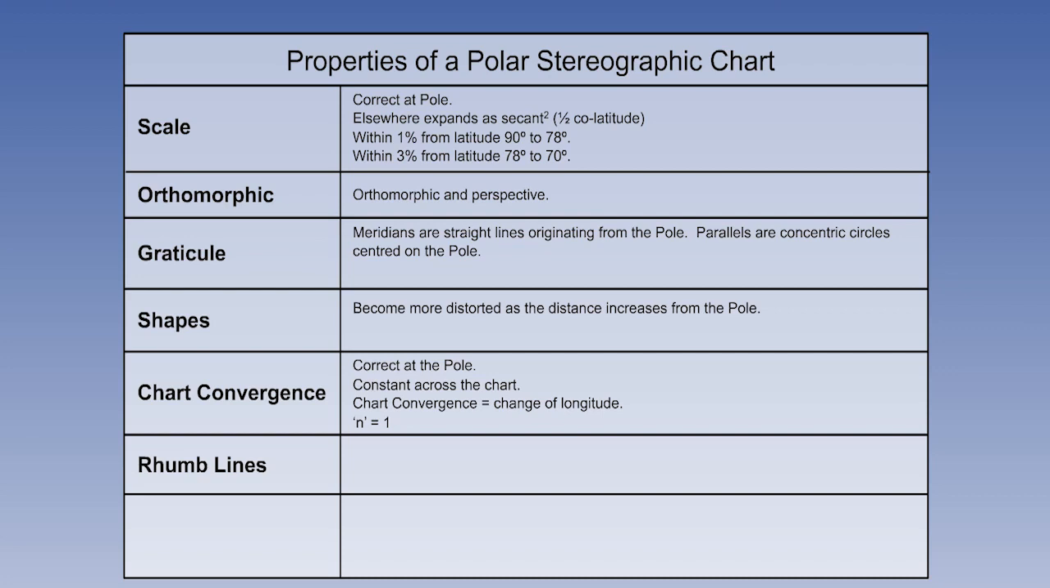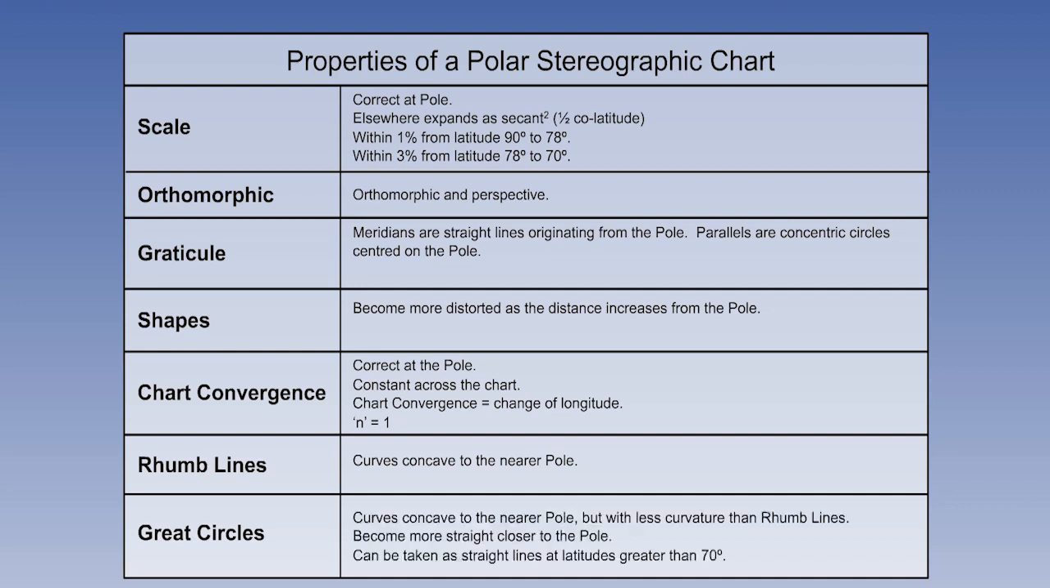In considering Rhumb lines, meridians appear straight. But other Rhumb lines are curves concave to the nearer pole. Great circles also include meridians, which appear straight. But generally, great circles are curves concave to the nearer pole. However, they have less curvature than Rhumb lines, and they become nearer to straight lines as they approach the pole. They may be considered, for all practical purposes, as straight lines at latitudes greater than 70 degrees.